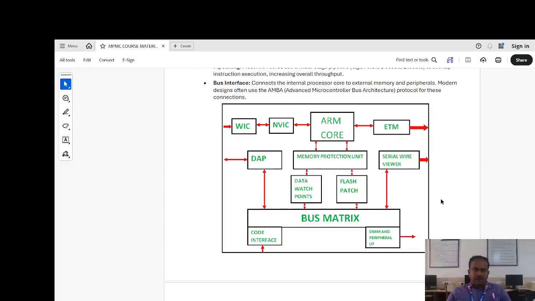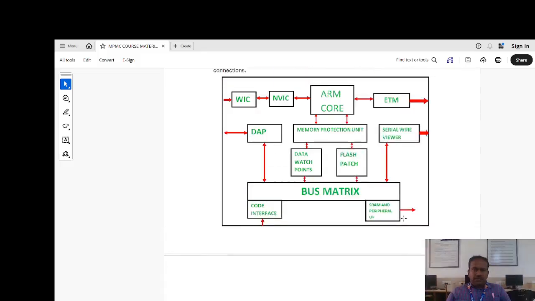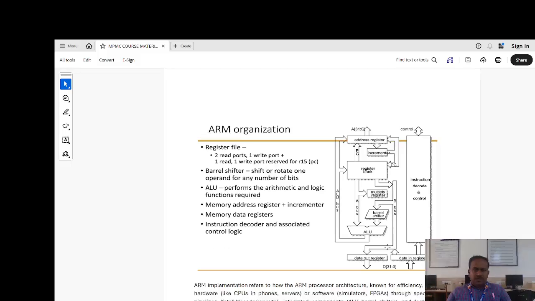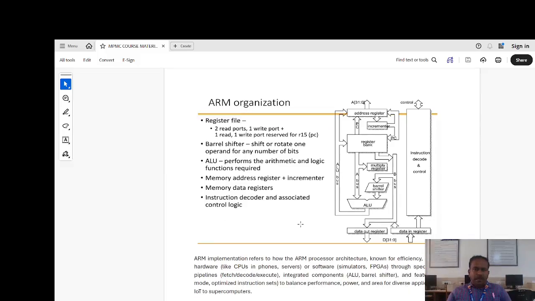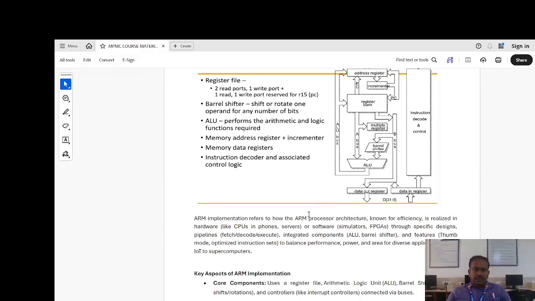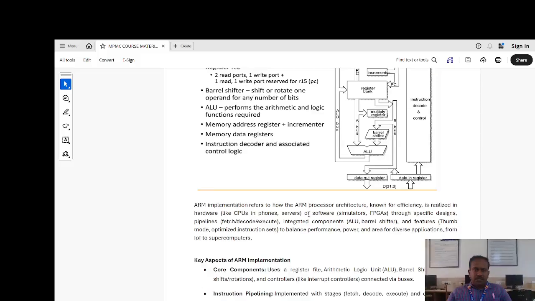We have the block diagram for the ARM processor in general. This block diagram is a general block diagram. Then we go on to the ARM organization. This is the organization specific to ARM7 or ARM9. First is the register file. It has 2 read ports and 1 write port, along with 1 read and 1 write port reserved for register 15, that is R15. Then the barrel shifter, which shifts or rotates one operand by any number of bits. Then the ALU, which performs the arithmetic and logic functions required. Then the memory address register, also used for increment purposes, the memory data registers, and the instruction decoder and associated control logic.